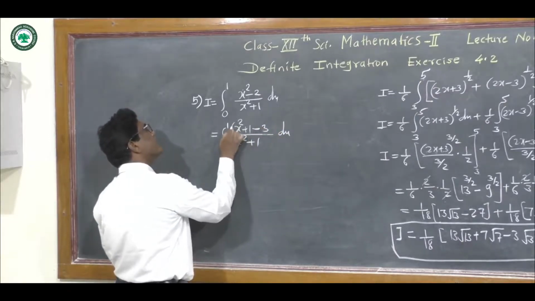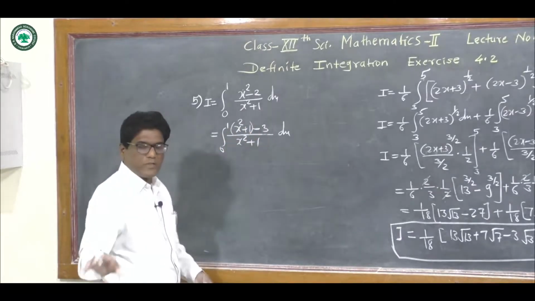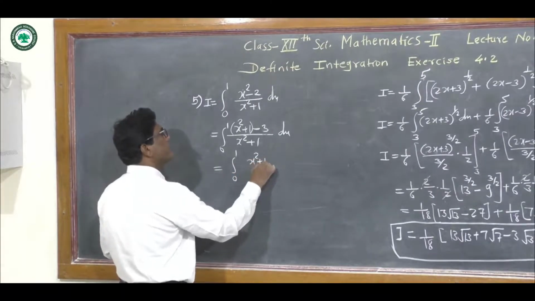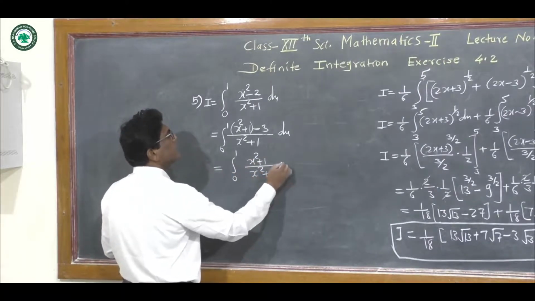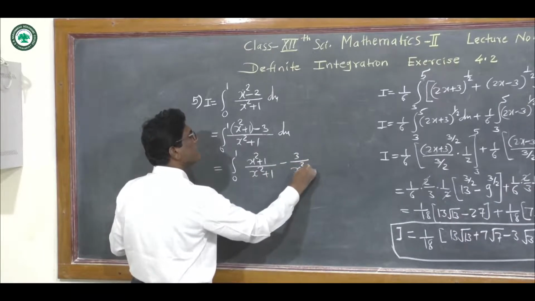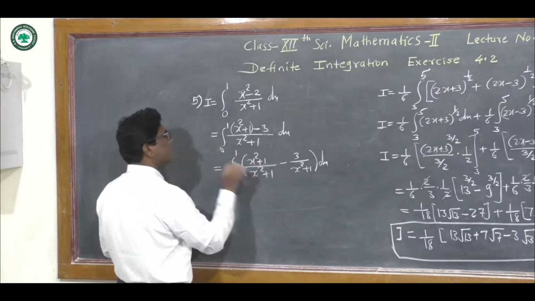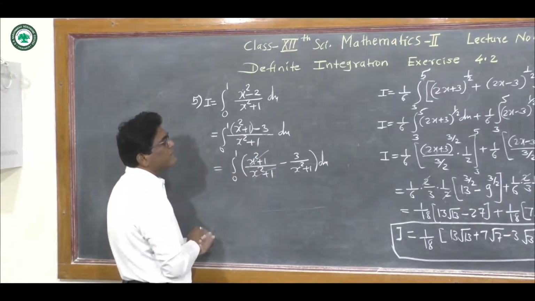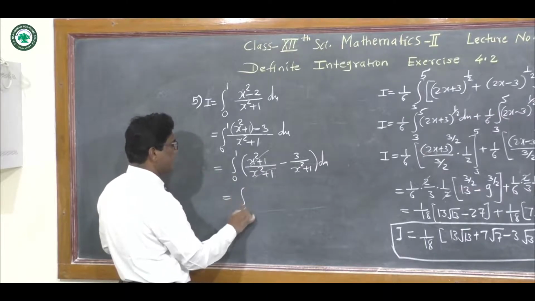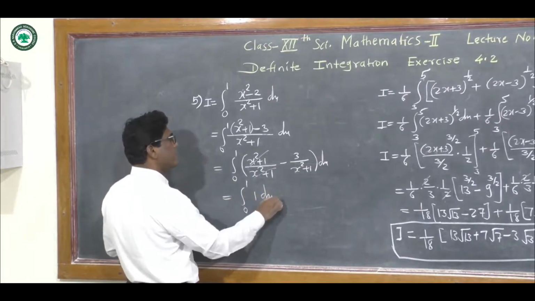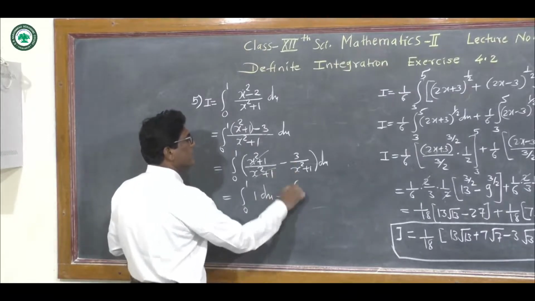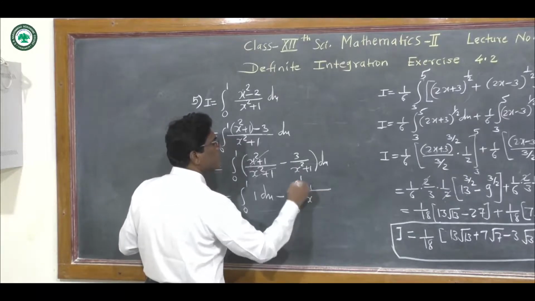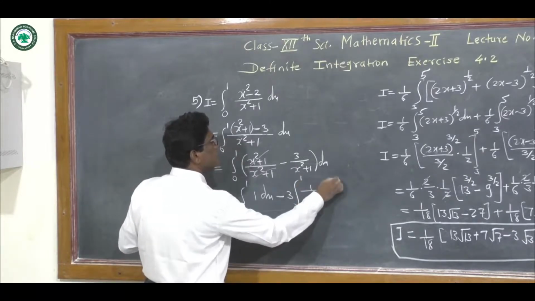Now divide separately to x square plus 1 and minus 3. So we get here I is equal to integration from 0 to 1 x square plus 1 divided by x square plus 1 and minus 3 upon x square plus 1 dx. Now this x square plus 1 and x square plus 1 get cancelled. So here 1 remains. Take separate integration. So it is equal to integration from 0 to 1 dx minus this 3 constant. So 3 into integration 0 to 1 upon this x square plus 1 or 1 plus x square dx.